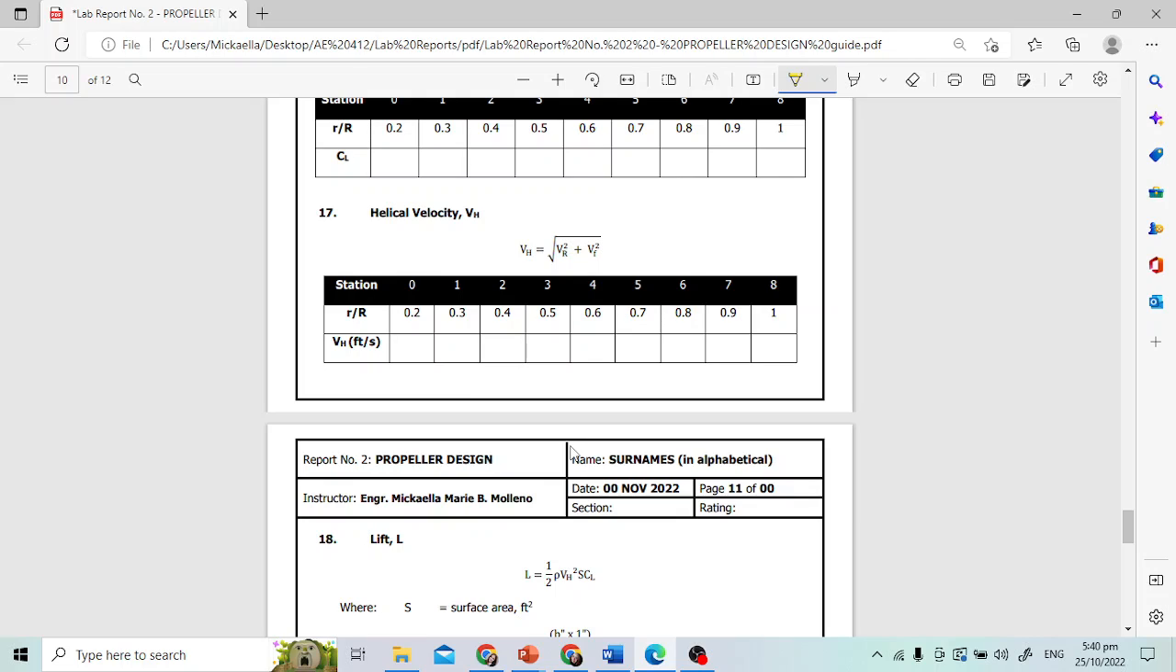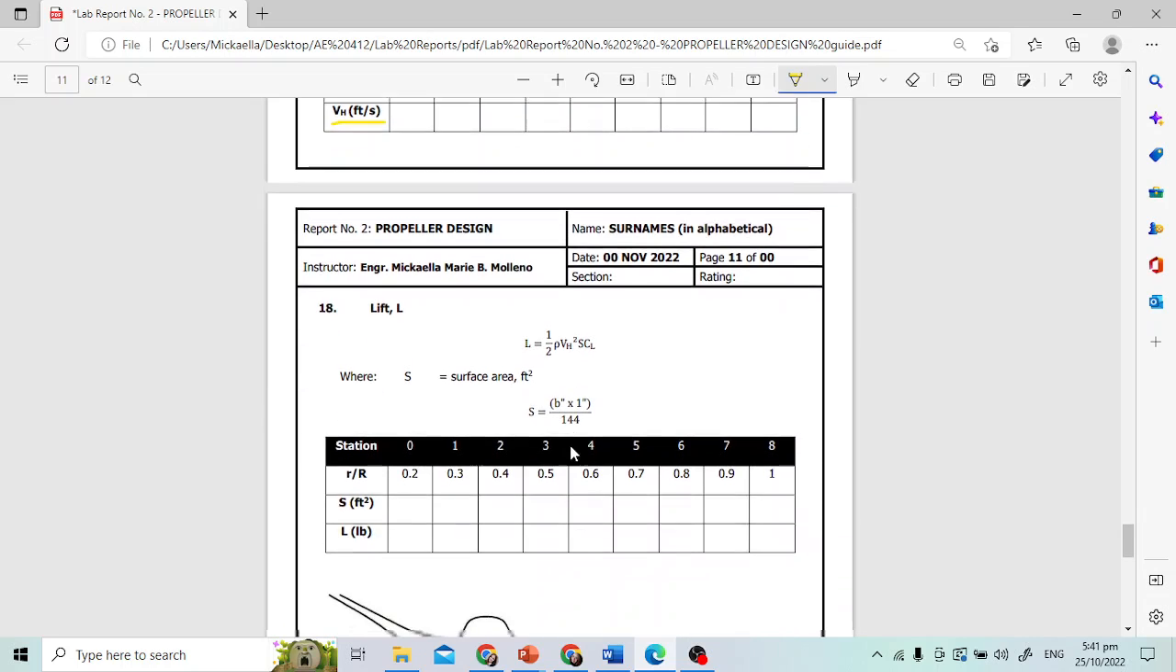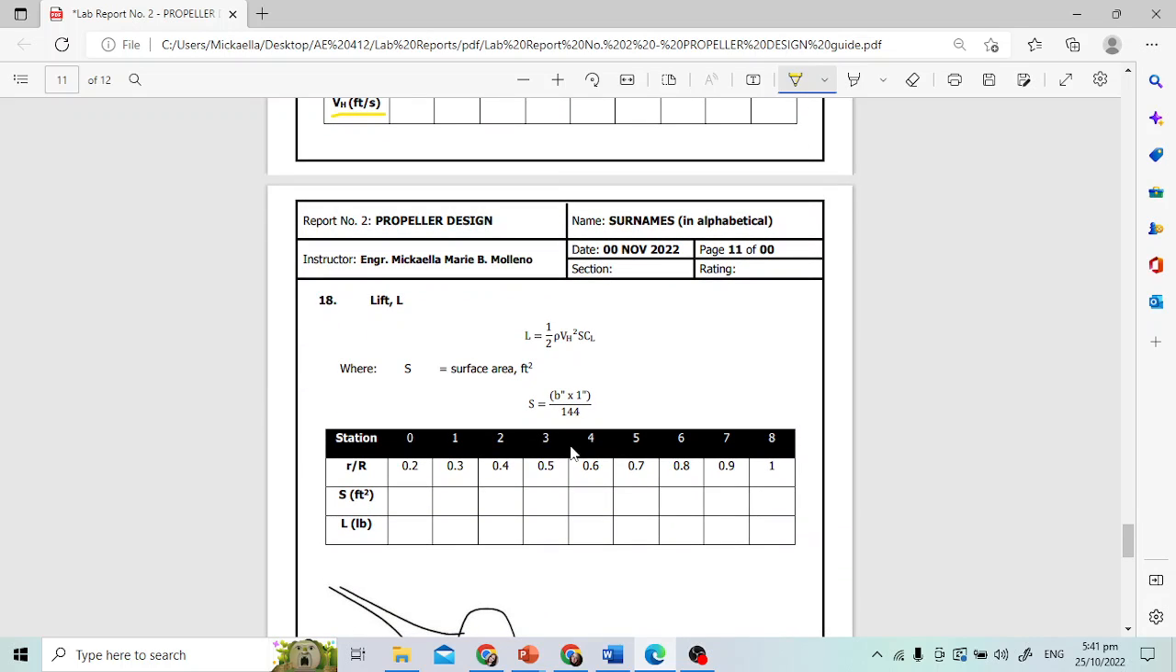Now, for our 17th part, which is the helical velocity, which is V sub h. So, pretty much, ano lang siya, you would be using your VR and VF, forward and rotational velocity. So, put in the values, right, then you would be getting your helical velocity in feet per second. So, simple as that. Now, for our 18th part, which is the lift.